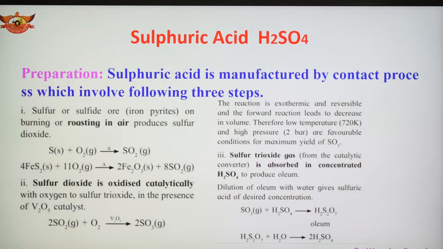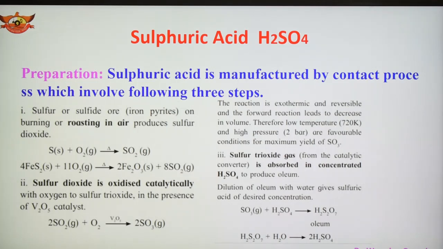So the first part is sulfuric acid. As we know, sulfuric acid is an important compound, and it is manufactured by the contact process, which involves 3 steps. There are 2 types of sulfuric acid: dilute sulfuric acid and concentrated sulfuric acid. This compound is very useful in the laboratory and also has industrial importance. So first of all we are going to see how it is prepared.